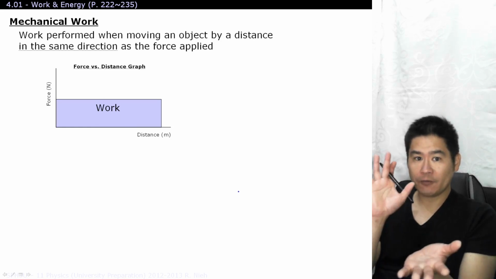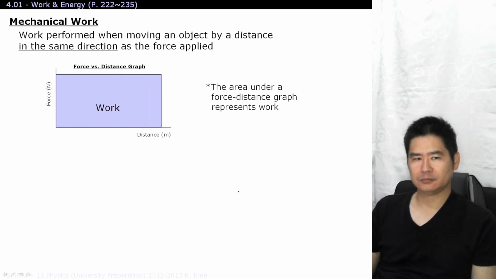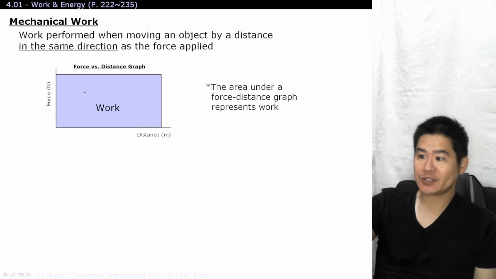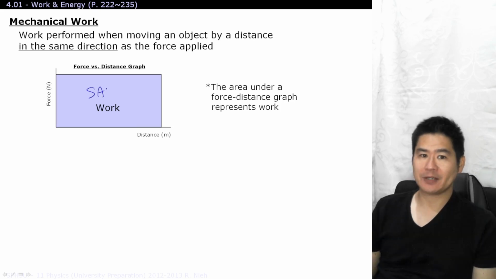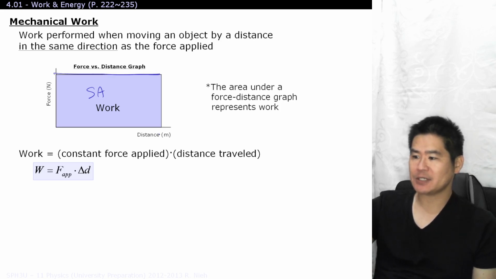So if I apply a greater force, you'll notice that the area that's drawn here is much larger. You'll notice that the shape looks like that of a rectangle. In that case, why not just find out the surface area of a rectangle? Base times height. And that's where the formula comes from. Work is equal to the force applied times the distance that it travels. Of course, this formula only works if the force applied is constant. It has to be a fixed value.